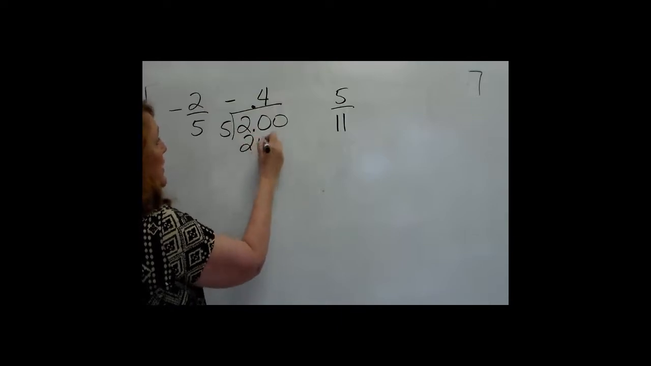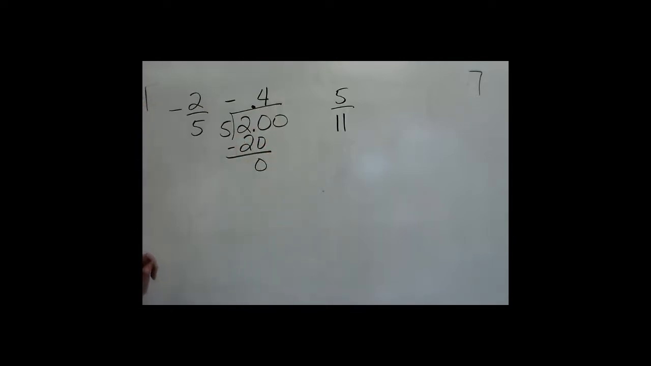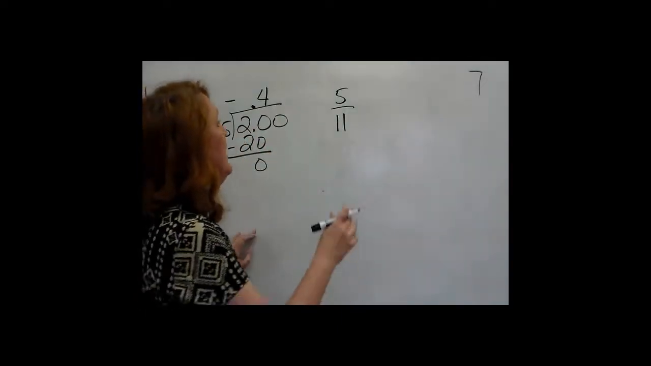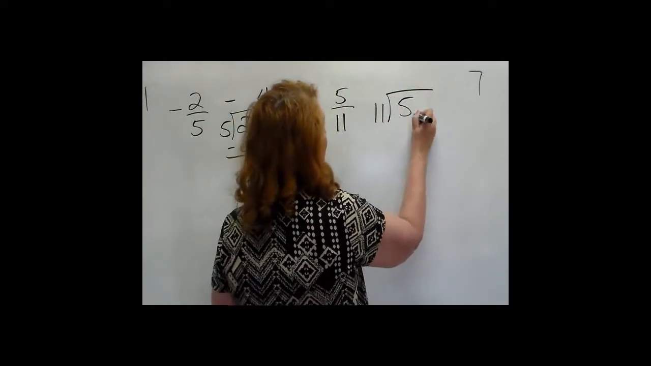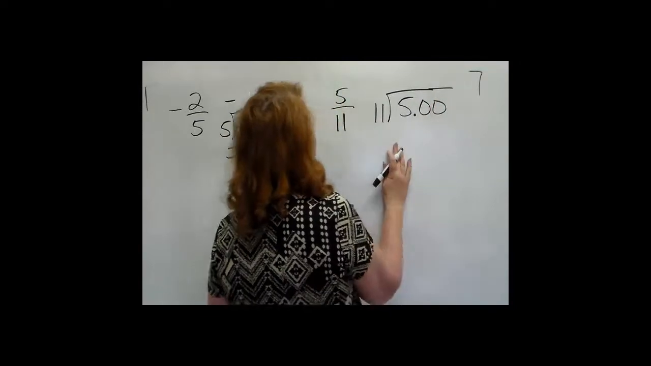4 times 5 is 20. Subtract and check it out. I'm already done. Then we have 5/11. So we're going to do 5 divided by 11. And I'm going to annex a couple of zeros.